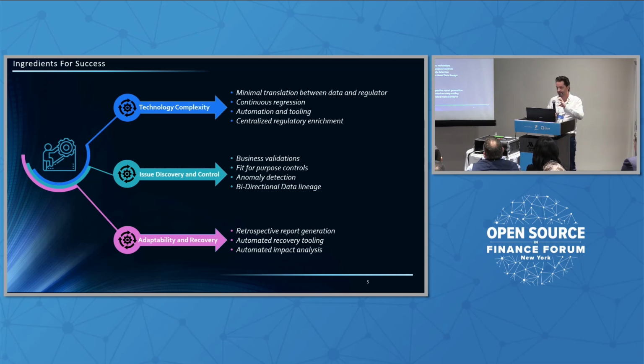So these three pillars are what we say is really the pillars of an efficient regulatory reporting solution. It's got to be low complexity. You need to be in a position where issues discover themselves or you have anomaly detection. And once you find these issues, you can recover from them.